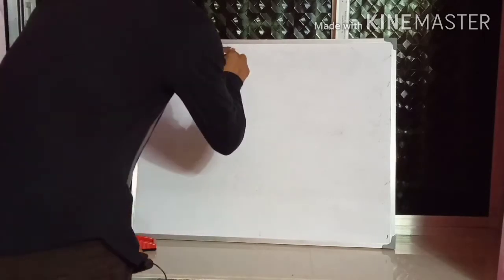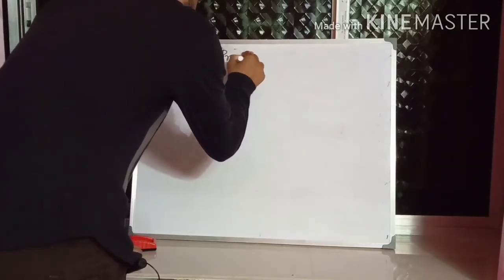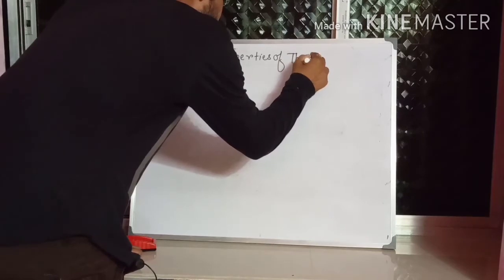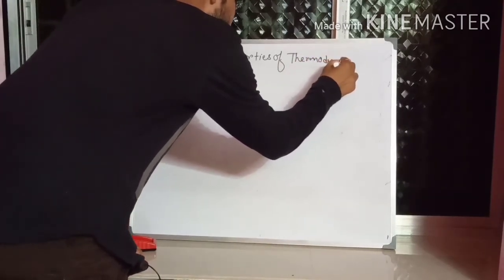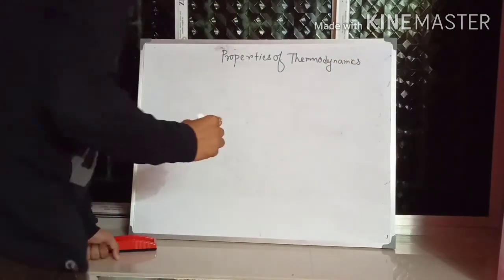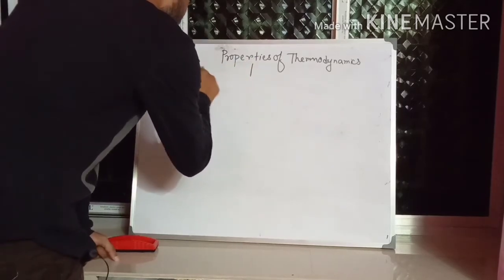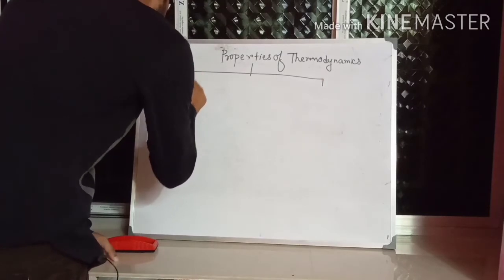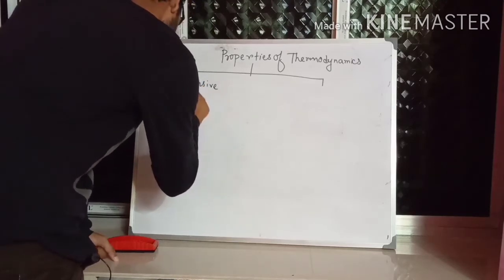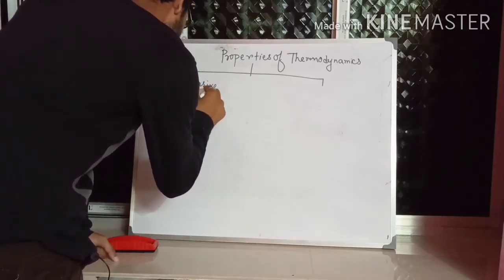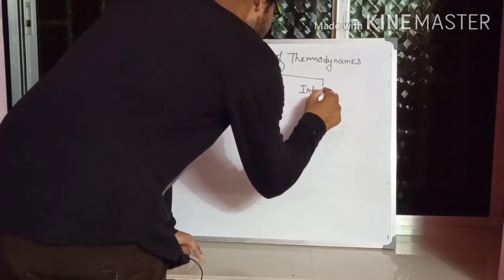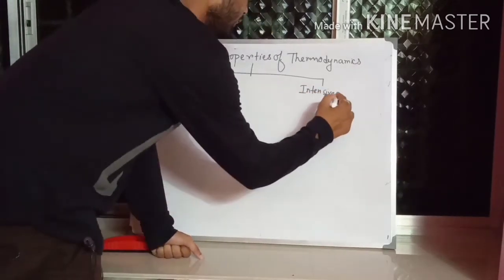So, properties of thermodynamics. If we consider the properties of thermodynamics, we find two types of property. Basically, two types of property we get. Number one is extensive property, and number two is intensive property.